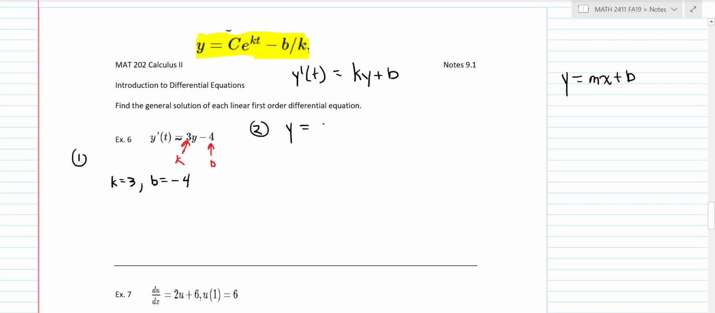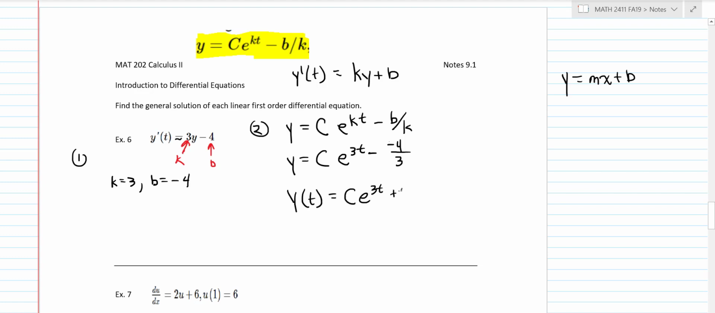Then the second major thing that you do is go to this formula. We have y is equal to the arbitrary constant c, e to the kt, minus b over k. So c is the constant. Plug in k is 3, so we have 3t. b is -4, so we have minus -4 over 3. The solution of our differential equation is y of t equals c e to the 3t plus 4/3. That would be your solution to that linear first order differential equation. You just have to know when you have that type of equation, then apply that formula.